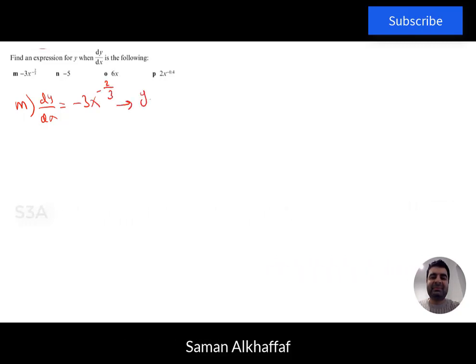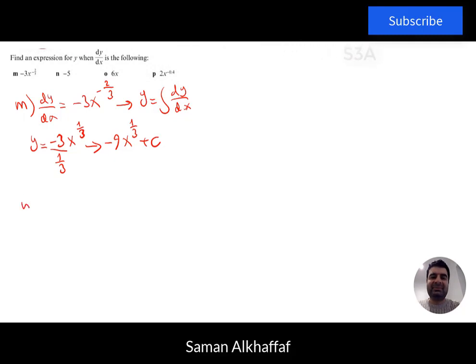So for us to find y, that means we need to integrate dy over dx. So that will give us y being minus 3x to the power. So in this scenario, it will be x to the power of a third divided over a third. So that will give us, in this scenario, minus 9x to the power of a third plus c. And this will be our answer for part m.